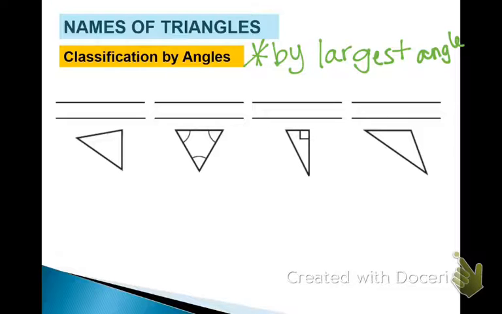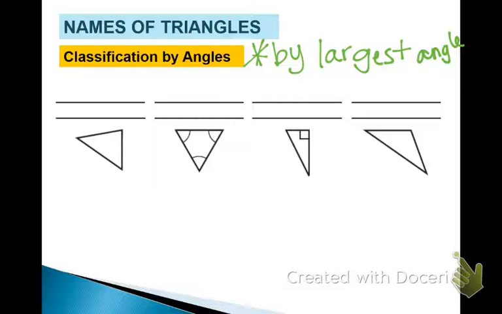So again, I would write that down. If I'm writing it down, you should write it down. So we classify the triangle by its largest angle. If the largest angle is less than 90, what would that mean? It's acute. If the largest angle was more than 90, what would that be called? Obtuse. Thank you, Josiah.